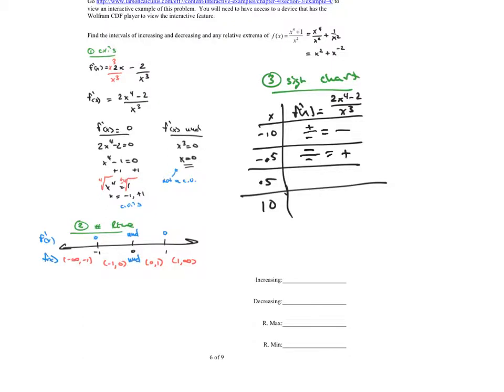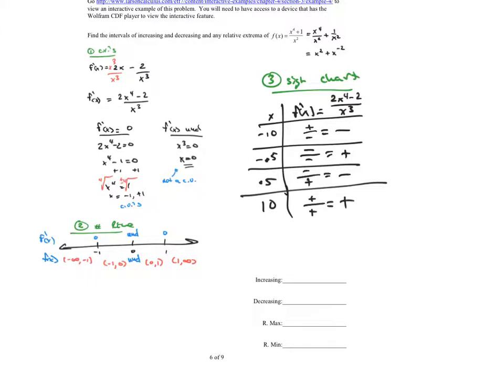0.5, again, 0.5 to the fourth times 2 minus 2 is a negative number. 0.5 cubed is positive this time. And a negative over a positive would be negative. 10, 2 times 10 to the fourth is a huge number, minus 2 would still be positive. And 10 cubed is positive, so we have a positive over positive, which is positive.